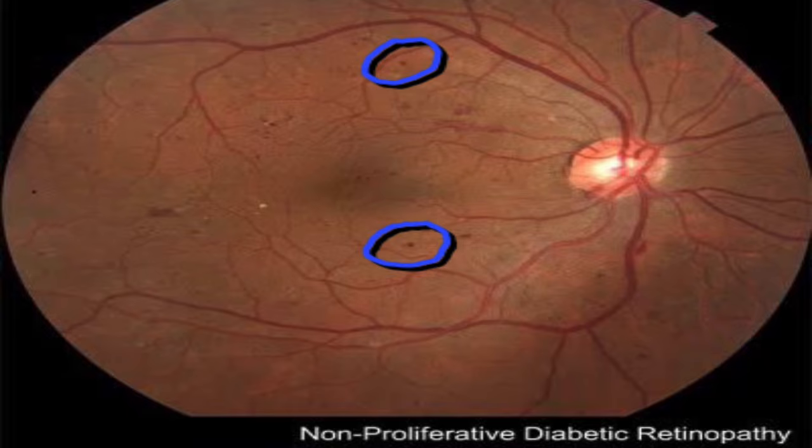In this stage, you find a few microaneurysms on the retina, a few dot and blot hemorrhages. What are these microaneurysms? They're small little pouches on the blood vessels which leak. They can leak cholesterol onto the retina. And this is a very early stage. It does not require any treatment. You just need to control your blood sugar well.